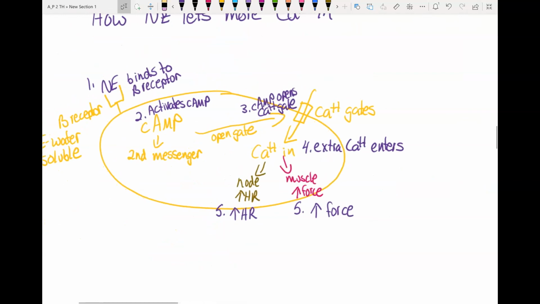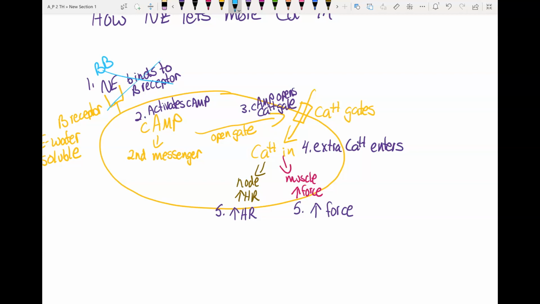Beta blocker drugs are just like their name says. A beta blocker would come in right here, and it prevents step 1. So if you're on a beta blocker drug, step 1 doesn't happen. Well, if step 1 doesn't happen, neither do steps 3, 4, and 5. So then you're going to reduce your blood pressure by stopping this.